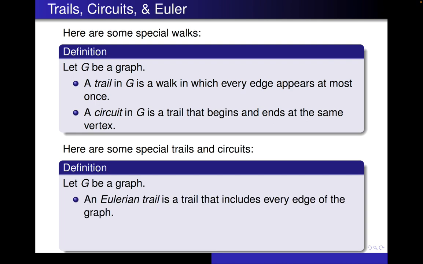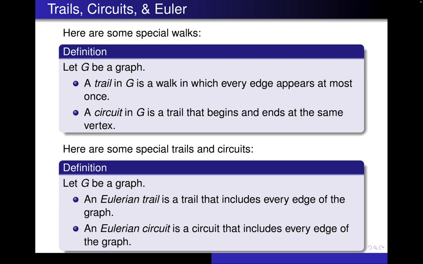So let G be a graph. We say an Eulerian trail is a trail that is not only a trail, but it includes every edge of the graph. A trail in general does not have to include every edge. An Eulerian trail does. And an Eulerian circuit is defined similarly. It is a circuit that includes every edge of the graph. So whenever we put Eulerian in front of something, it means every edge of the graph is included.